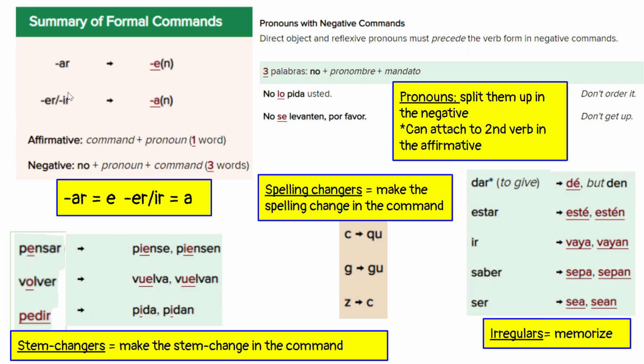Okay, here's just a screenshot of what we've just gone over. So we have the summary of formal command. AR verbs go E to EN. ER/IR verbs go A or AN. In the affirmative command, you give the verb and then you attach the pronoun. It's one word and add an accent. Negative will be no plus the pronoun plus the verb in the command. That's the same thing over here. If you're adding pronouns, split them up on the no, attach on the yes. We definitely want to make the stem changes. We got to be careful with our sound changers, car-gars are verbs. And then these are your super irregulars that you just need to memorize.